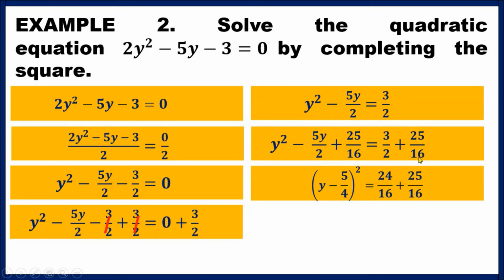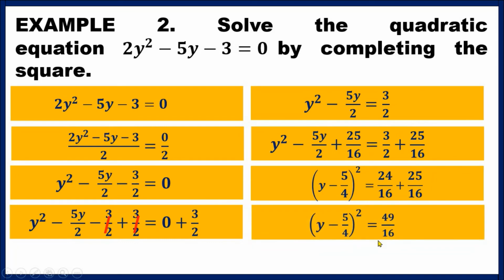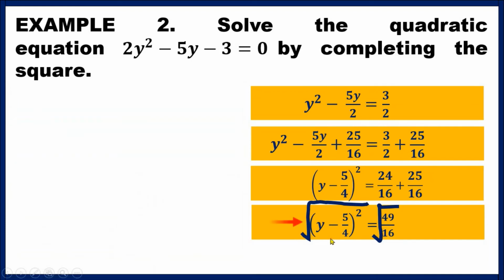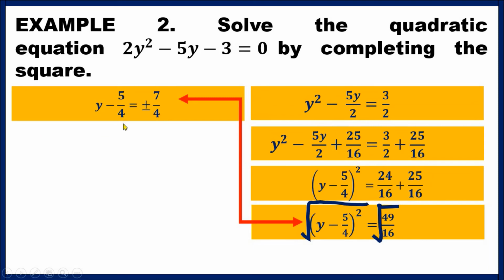To add these two fractions, we must convert 3 over 2 in such a way that the denominator is also 16. And that is by multiplying the fraction by 8 over 8. The result is 24 over 16. Adding 24 over 16 and 25 over 16, that makes 49 over 16. Now we're ready to extract the roots of both sides. Doing so, the square root of the square of y minus 5 over 4 is equivalent to y minus 5 over 4, while the square root of 49 over 16 is positive or negative 7 over 4.